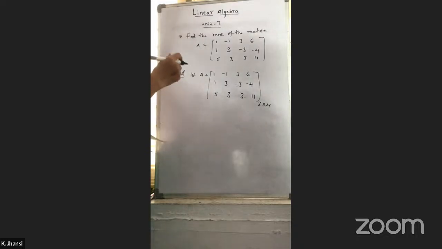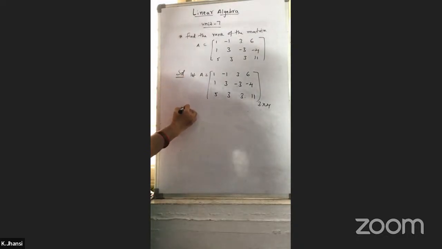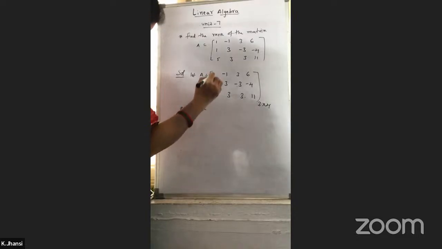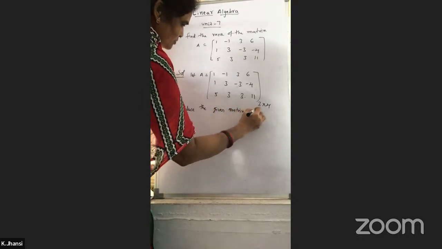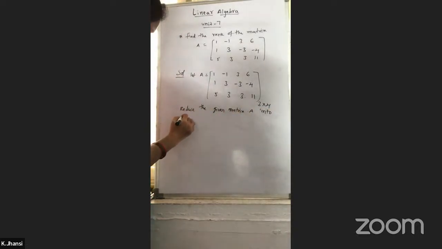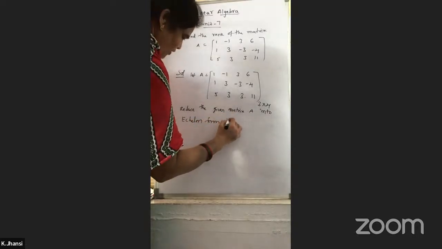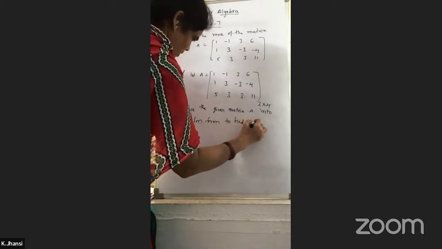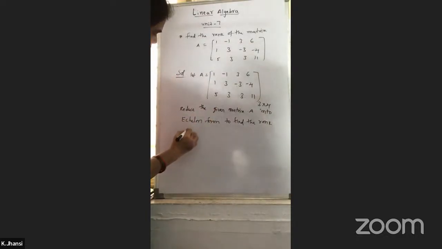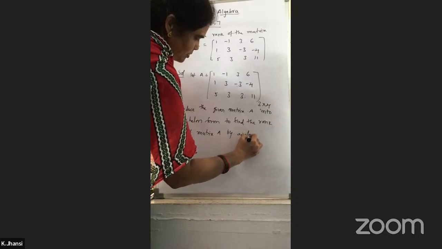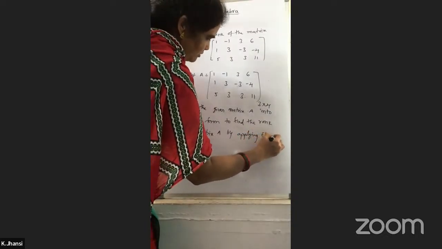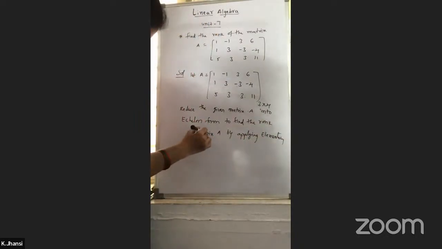Now you write here: we reduce the given matrix A into echelon form to find the rank of matrix A by applying elementary transformations.